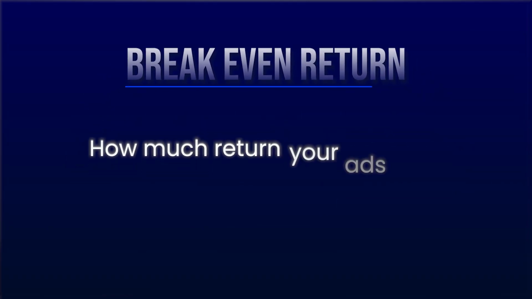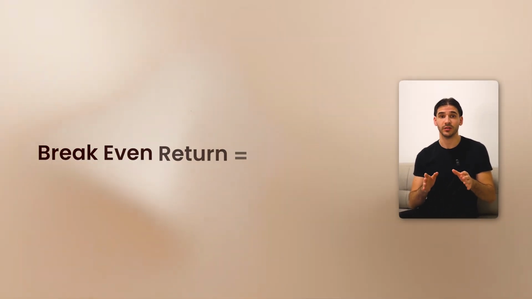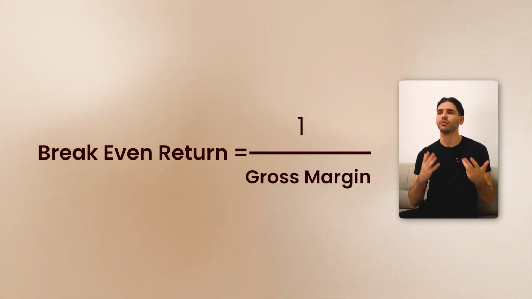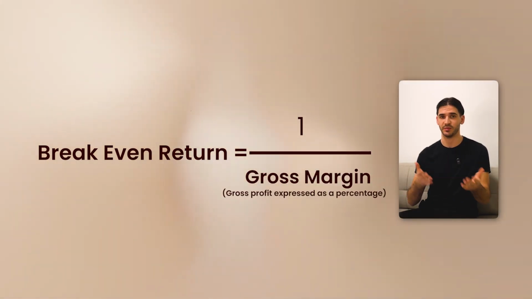So in order to know how much your ads need to be making, you need to know your break-even return, aka how much return your ads need to make in order to not lose money. And here's how you calculate this. Your break-even return equals 1 divided by your gross margin. Gross margin is just your gross profit expressed as a percentage.